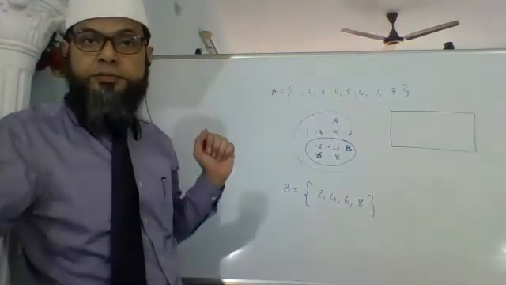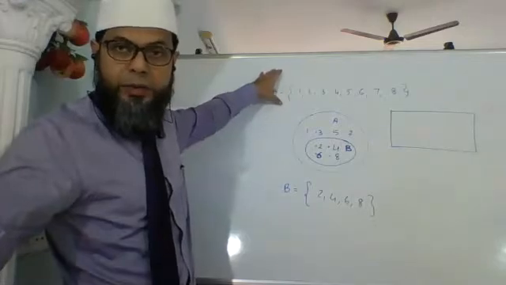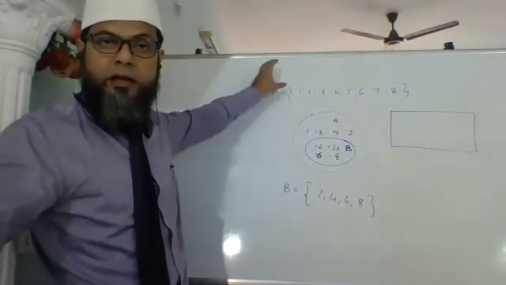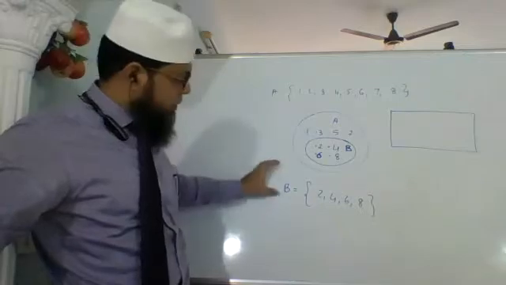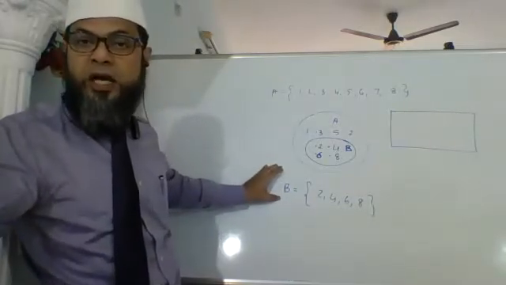Are we clear? Okay, it is like saying ये बड़ा वाला आपका केक है या पिज्जा है और ये उसमें का स्लाइस है, तो ये उसका पार्ट है, तो ये छोटा वाला जो है वो सबसेट कहलाएगा. The smaller one will be called as the subset.